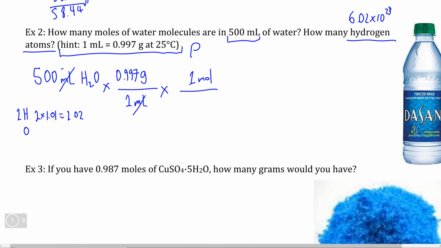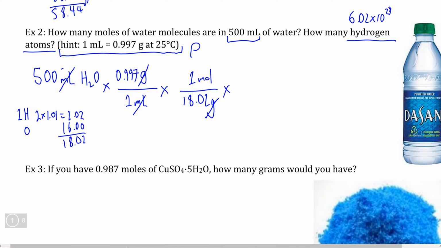Molar mass of one oxygen is 16 grams per mole. Do some quick arithmetic here, and we find that the molar mass of water is 18.02 grams per mole. Grams cancel, and so we found out the number of moles of water that we have in 500 milliliters, but again, we want to know the number of hydrogen atoms.